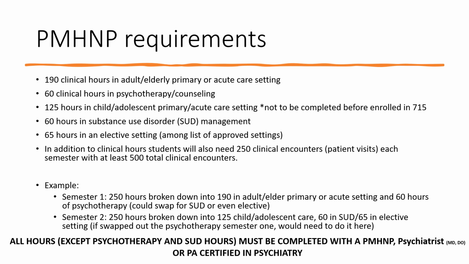in your first semester. And then in semester two, again, hours can be broken down into 125 child and adolescent hours that you're getting, or 60 in substance use disorder, 65 in an elective, if you say had swapped. But remember, in addition to clinical hours, students also need to get those 250 clinical encounters or patient visits each semester, with at least 500 total clinical hours and 500 total clinical encounters by the time they're done with their clinical experience.